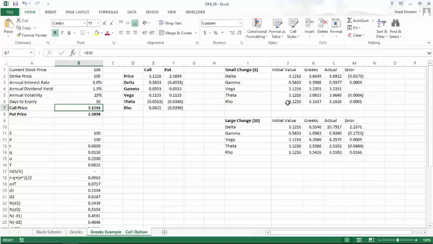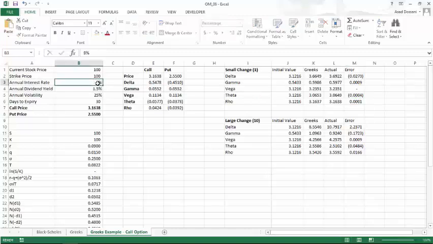And with rho, it's the same thing. I'm going to increase the interest rate by 1 point. So this is going to go from 8 to 9. According to the Greeks, it should go to 3.1637. The actual changed value is 3.1638. And the error is again pretty small and negligible.